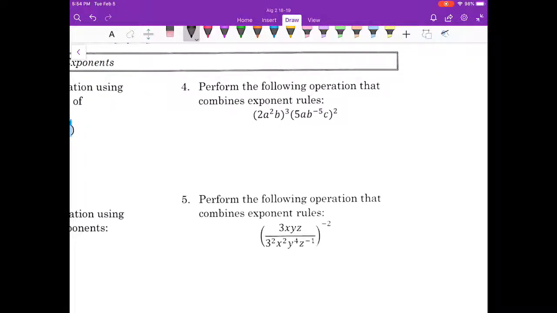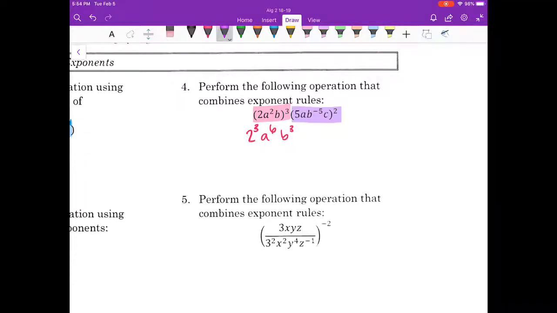Number 4, we are using a combination of rules here. I notice right away that we have a bunch of parentheses, so that means we're going to have to distribute that exponent. So I will have 2 to the third power, a to the 2 times 3, taking a power to another power, a to the sixth, b cubed. So that was just our first set of parentheses.